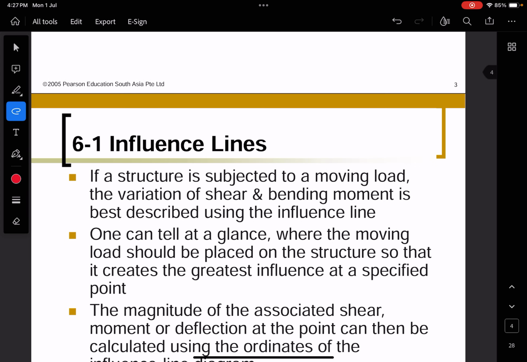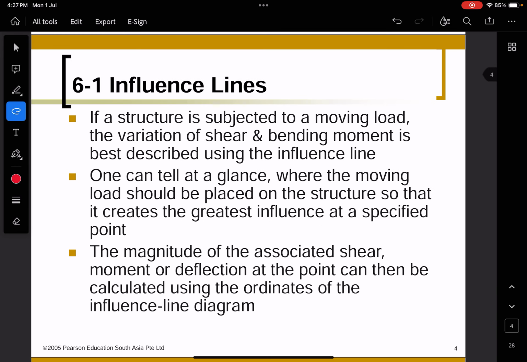Okay, we go first for the first subtopic, which is the influence line. Normally, the influence line is used for a moving load. That's why I just now mentioned this method or procedure. Influence line is more applicable to bridge structures because you have a vehicle moving along the bridge, so it can be considered as a moving load.